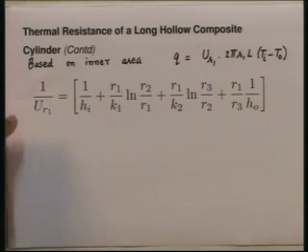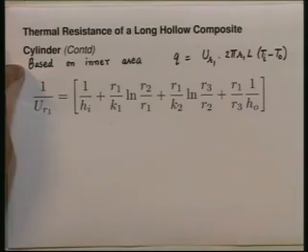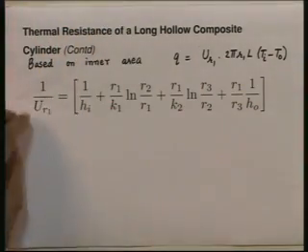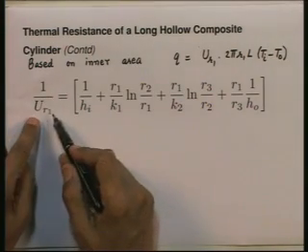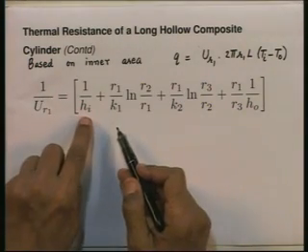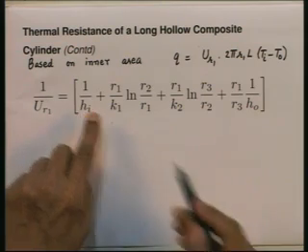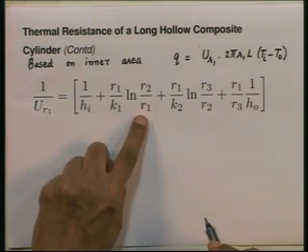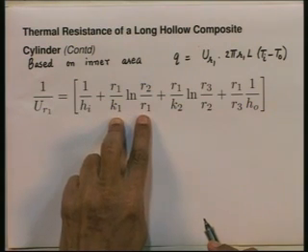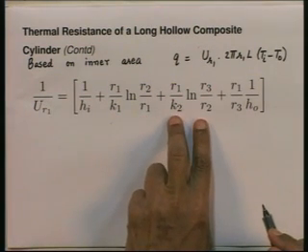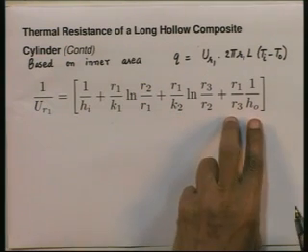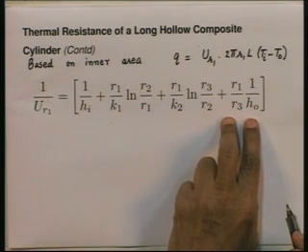Okay. Therefore, if I use this definition and use my expression for Q for this case, I straight away get 1 upon U_R1 is equal to 1 upon h_i plus R1 by K1 log to the base e R2 by R1, this is the inner cylinder, then R1 by K2 log to the base e R3 by R2 plus R1 by R3 into 1 upon h_o.